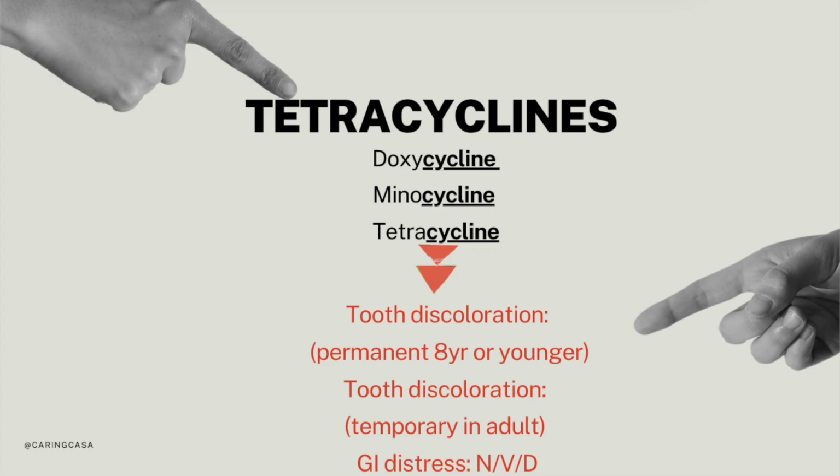This medication is commonly used for acne, community-acquired pneumonia, or sinus infections, to list a few. Make sure to monitor your patient's BUN or creatinine and liver function tests for prolonged use. Some common side effects: it can cause permanent tooth discoloration in a child that's less than 8 years of age and reversible in the adult population. It can also cause some GI discomfort such as nausea, vomiting, diarrhea, and some hepatotoxicity.